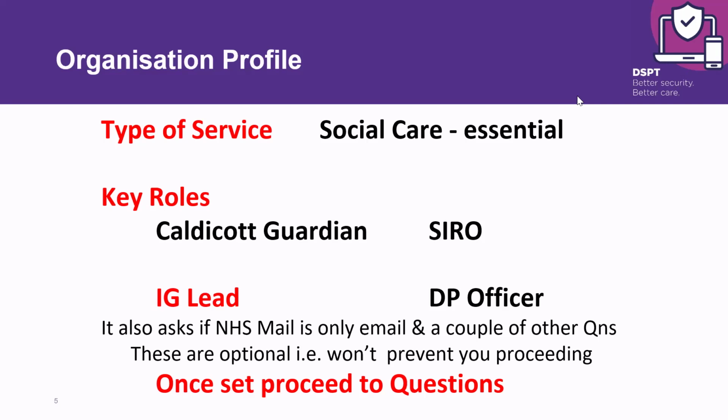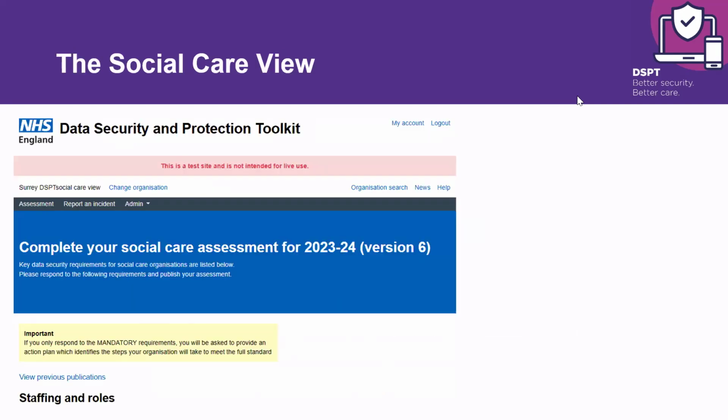It will also ask if NHS Mail is the only email you use. And it doesn't matter what you respond there, whatever is the current situation is appropriate. And a couple of other questions around Cyber Essentials Plus, etc. But again, these questions are optional and they won't prevent you from proceeding to the questions itself. It's just about setting up the scene for your organisation. That will get you through to the social care view on the toolkit.